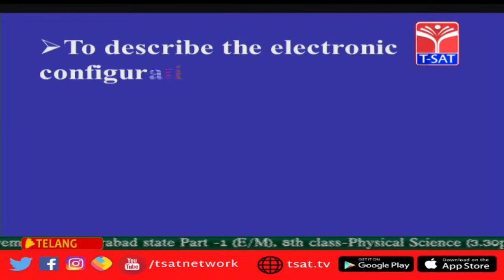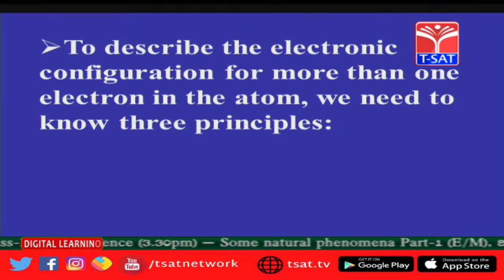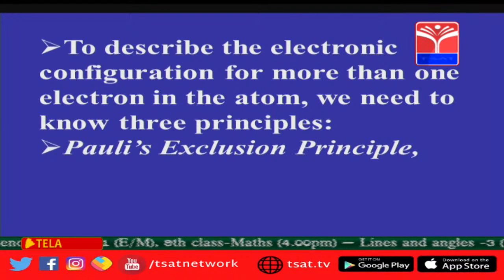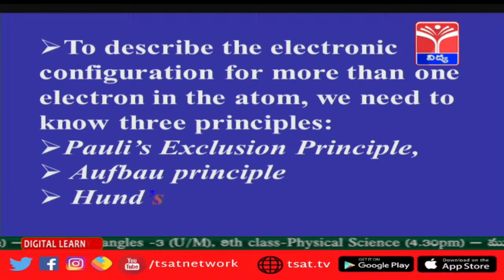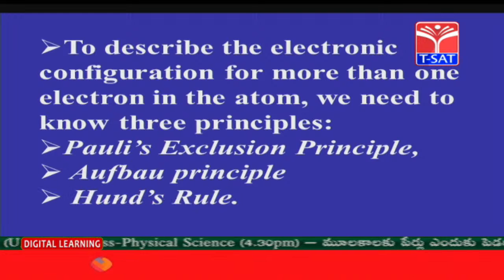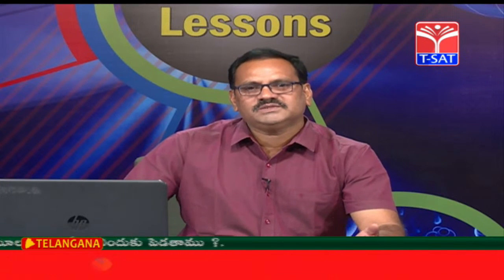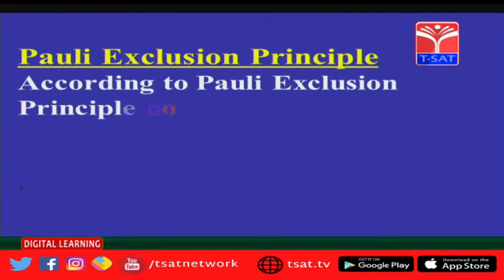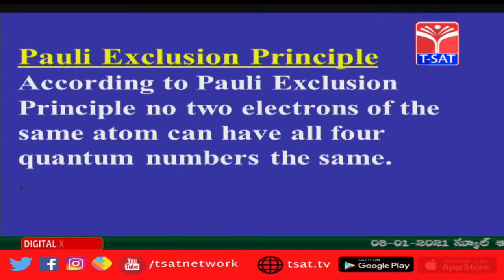To describe the electron configuration for more than 1 electron in the atom, we need to know 3 principles, that is Pauli's exclusion principle, Aufbau principle and Hund's rule. By knowing these 3 rules, you can write the electron configuration of other atoms. What is Pauli's exclusion principle? According to Pauli's exclusion principle, no 2 electrons of the same atom can have all the 4 quantum numbers the same.